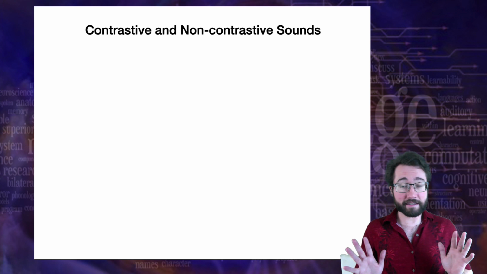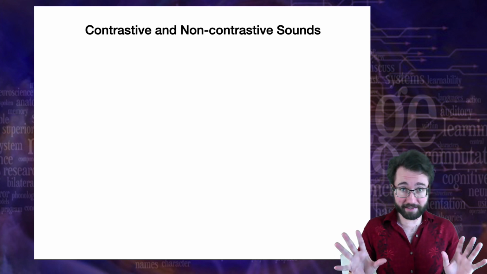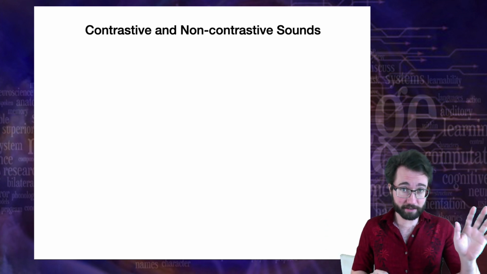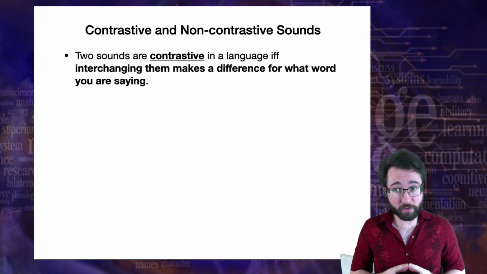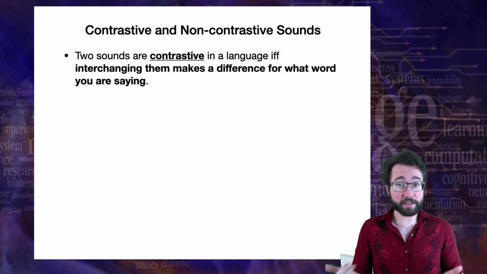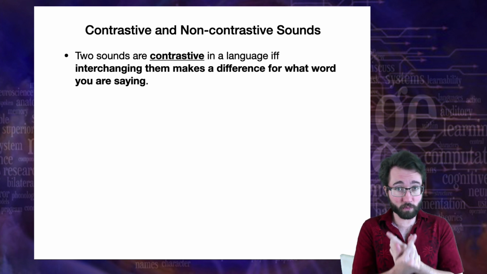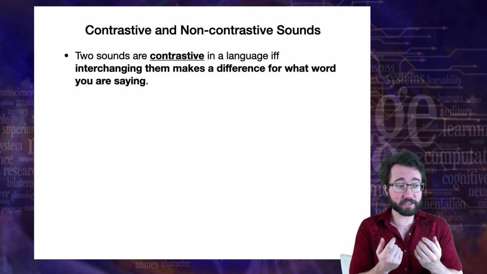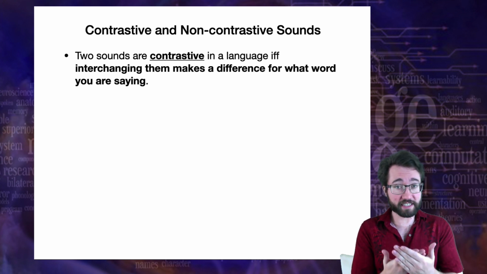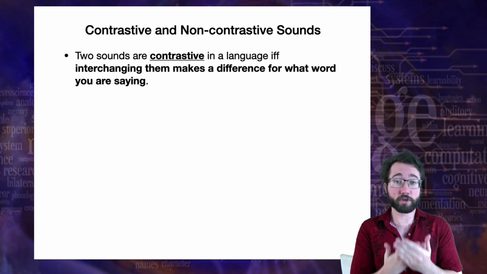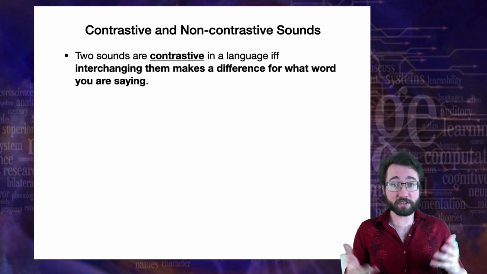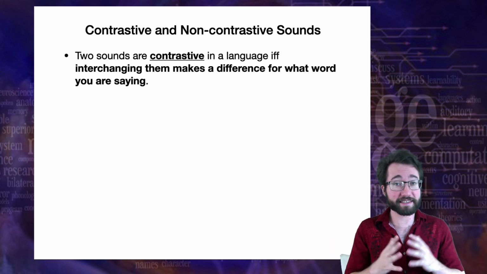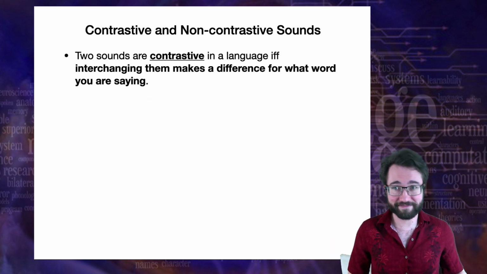The key idea on which really all of phonology is based is this distinction between contrastive and non-contrastive sounds in a language. Two sounds are contrastive in a language if and only if interchanging the two sounds makes a difference for what word you're saying. So contrastive sounds are sounds such that the difference between them is useful for signaling a difference in meaning of a word. So when you interchange the sounds, you get a totally different word, a totally different meaning. We're starting to see now this connection between sound and meaning that makes human language so interesting.